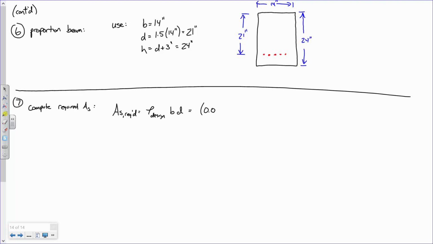So 0.012 times 14 inches times 21 inches. 3.528 square inches, right? Do I have a second on that?